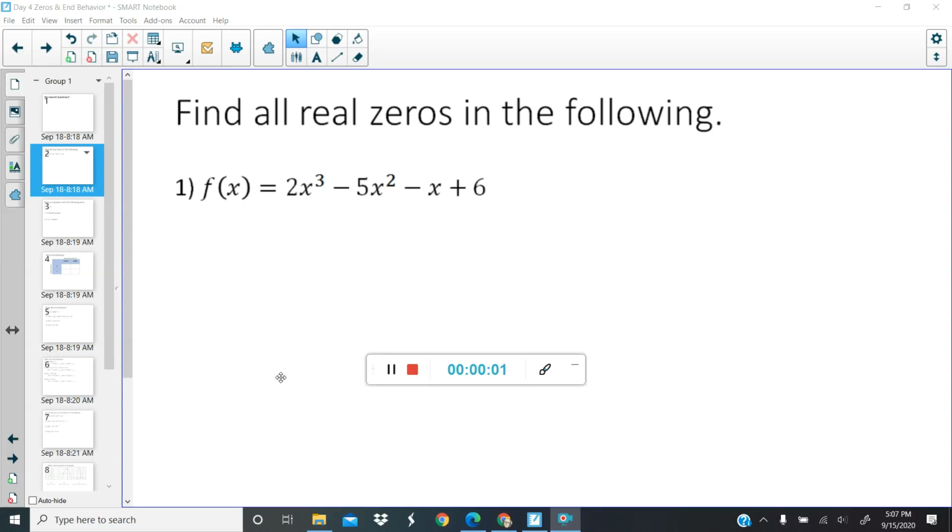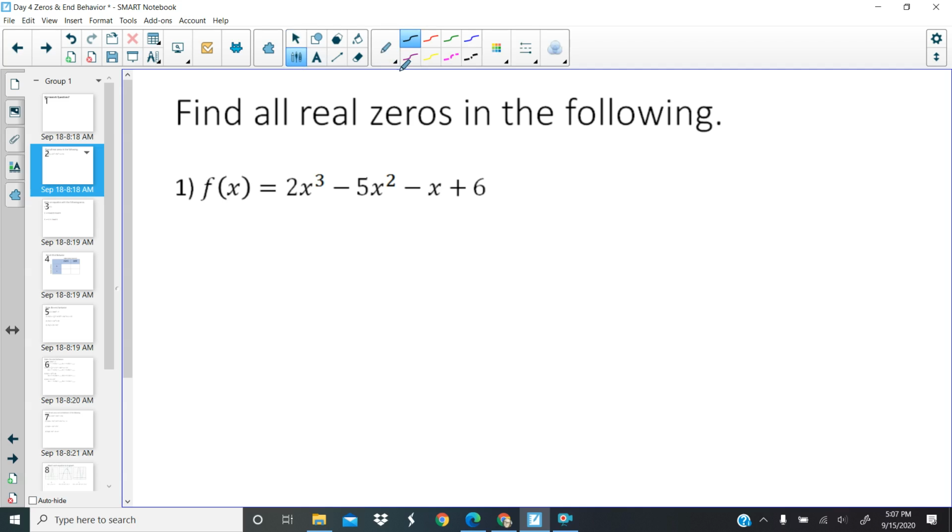Hey guys, today we are going to talk about zeros and end behavior in polynomials, which should hopefully be some review from Math 3. So let's go ahead and get into this with our first example here. It asks you to find all real zeros. So today we are not going to be worrying about imaginary, just the real zeros.